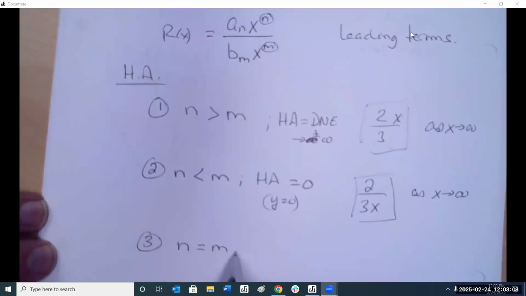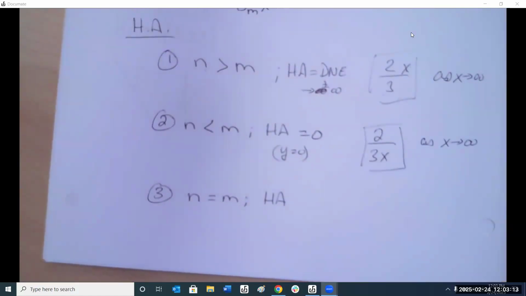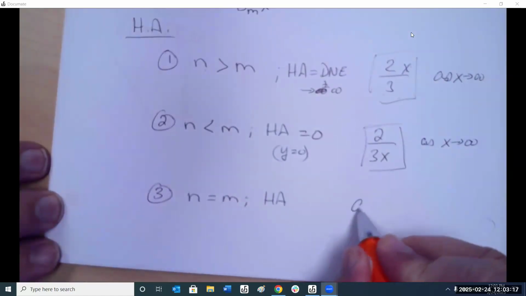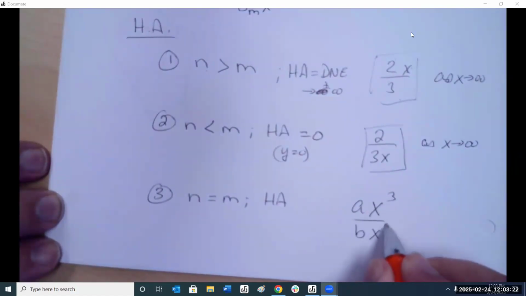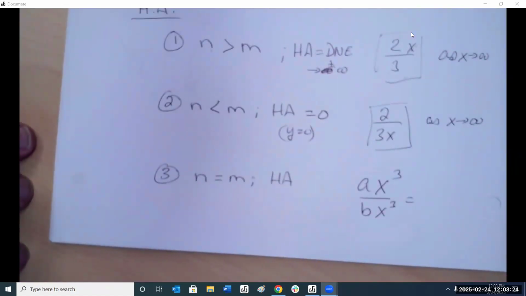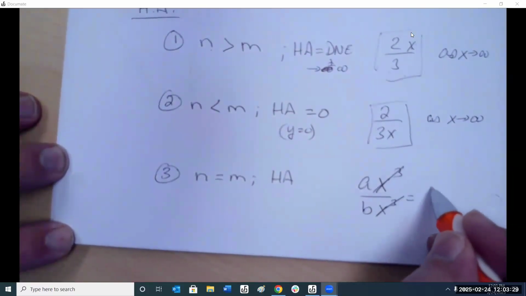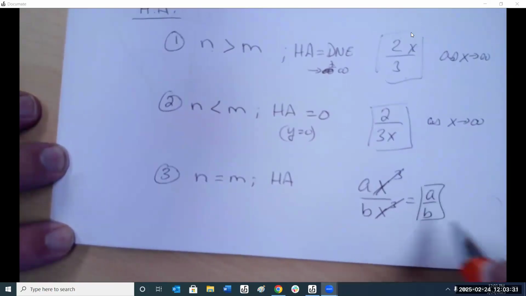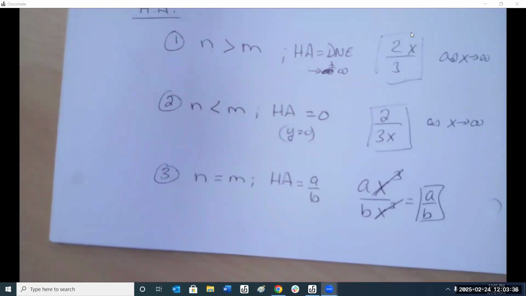What if they're equal? You'll see why it's 1. Because here we have on top, let's say it's x, and the bottom, let's say it's x. What happens to the x values there? They cancel. So we're only left with the coefficient a over b. So you see why it's 1, because the coefficients of those examples were 1 and 1.